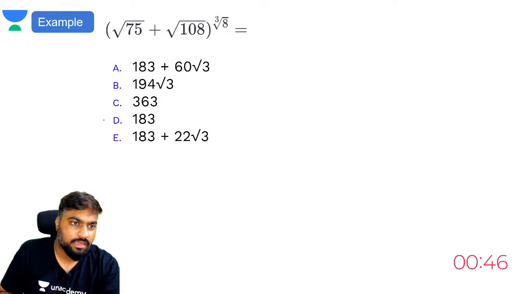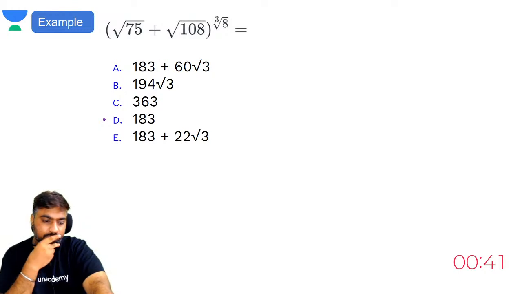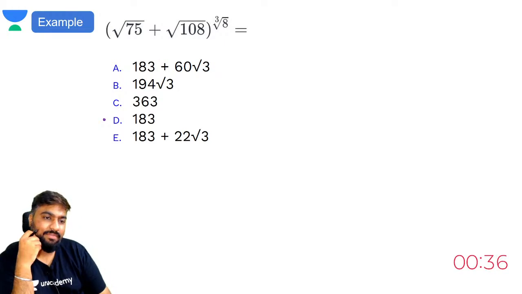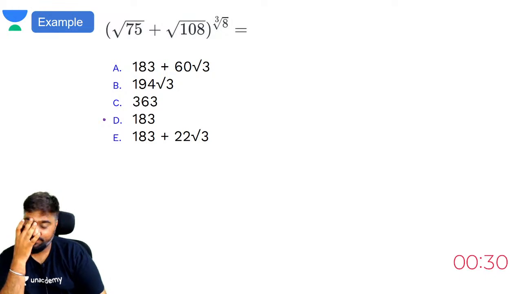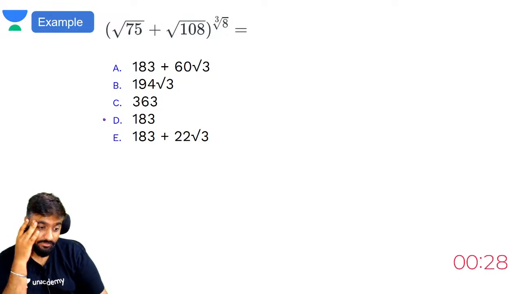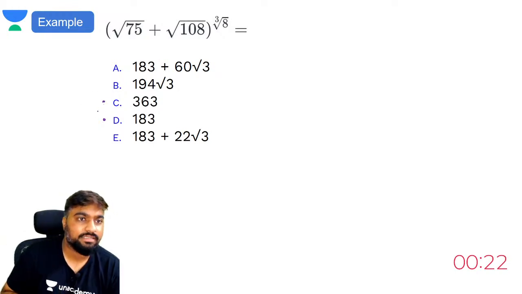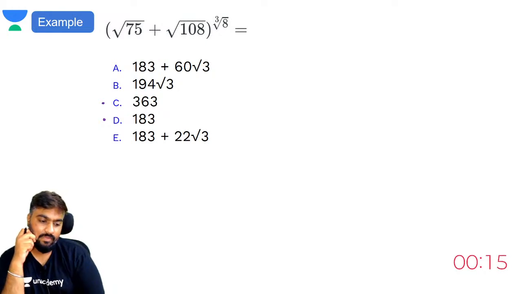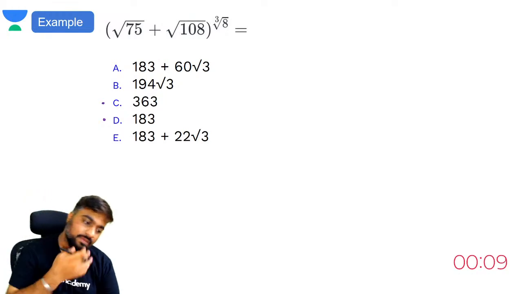Gaurav says D, 183. No, Gaurav, no. Why? It is a trap answer, but it is the worst trap answer that could ever be made. Sneha says C, 363. Okay. Sneha says the answer is 363. Mansi says C. Okay. Others?